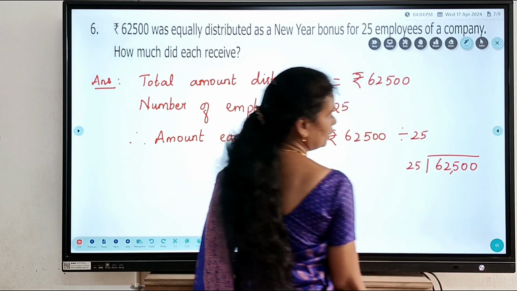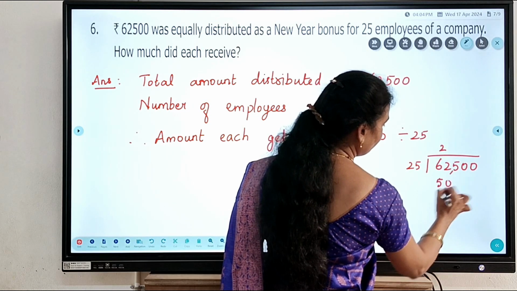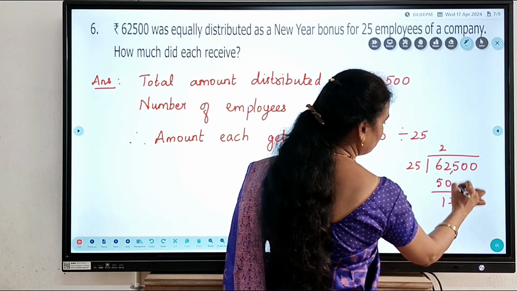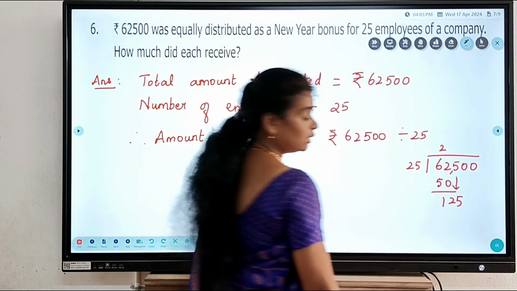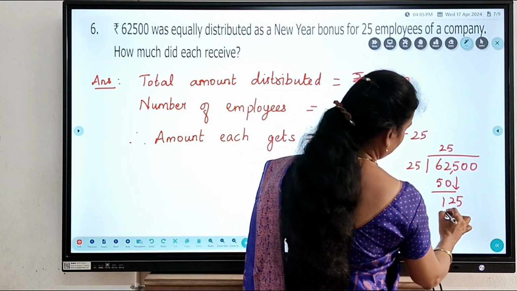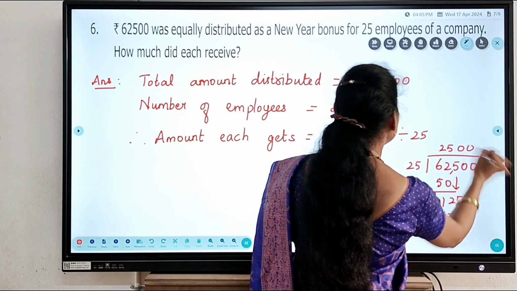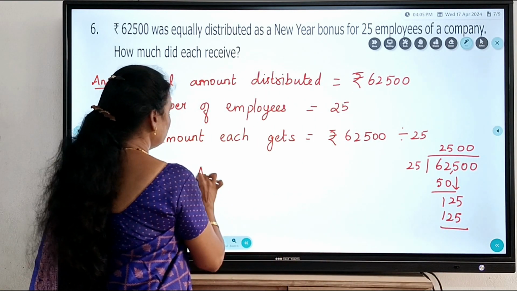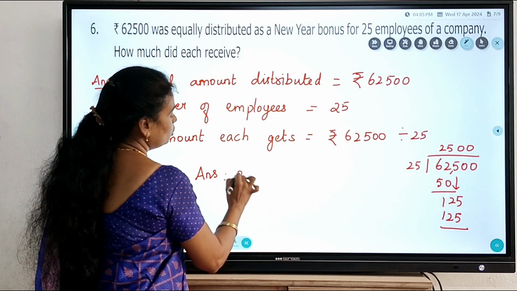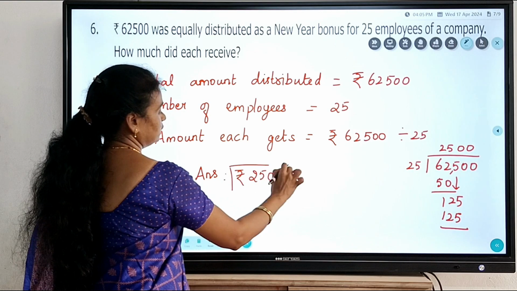Here, two digits: if you take 62, it will go twice. 25 twos are 50, and the remainder is 12. When this 5 comes down, it becomes 125. And 25 fives are 125. And these two zeros will go here. So each employee will get rupees 2,500 as bonus.